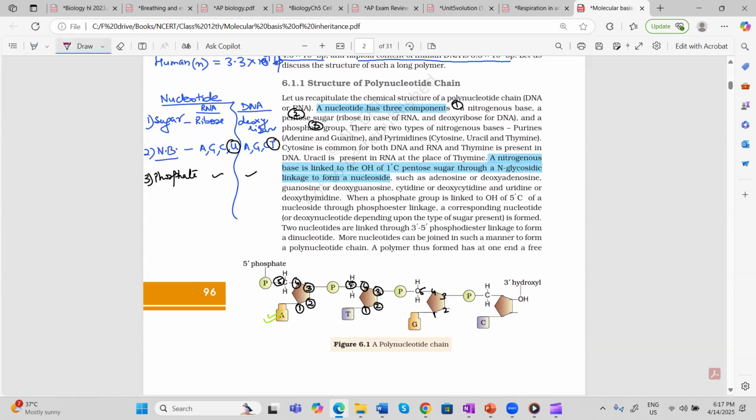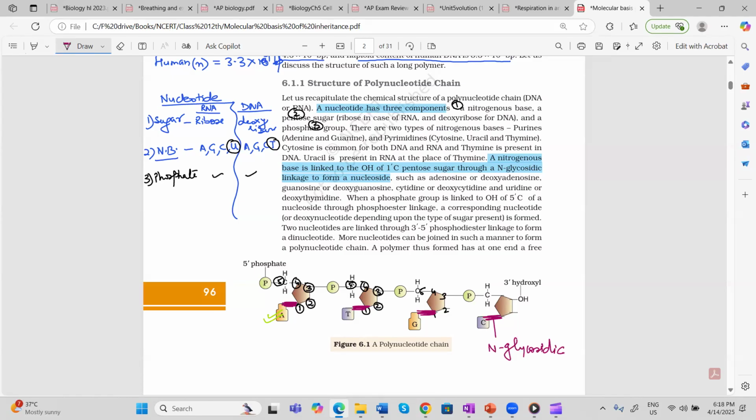So this bond is which bond? This is N-glycosidic. I'm highlighting with this color. This is the N-glycosidic bond. The nitrogenous base is attached to the first carbon of the sugar with the help of which bond? It is N-glycosidic linkage.